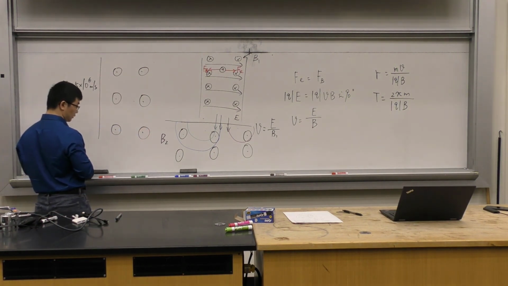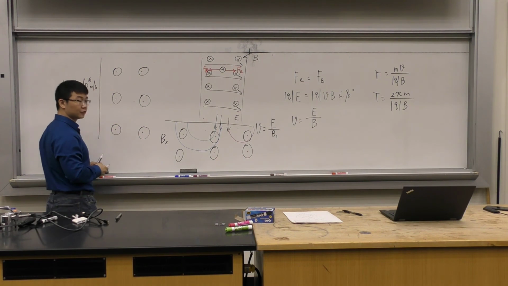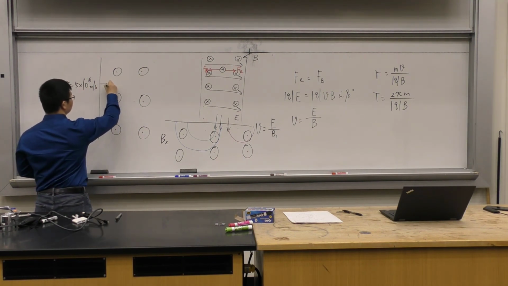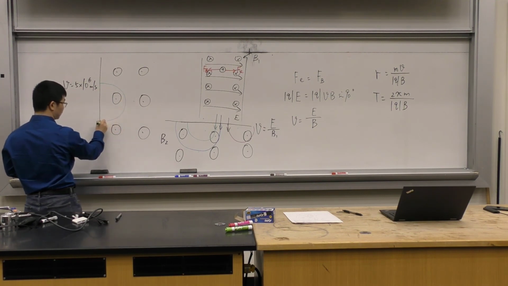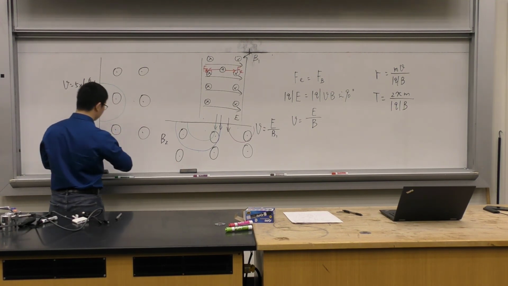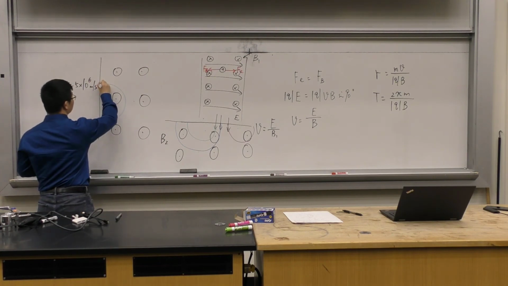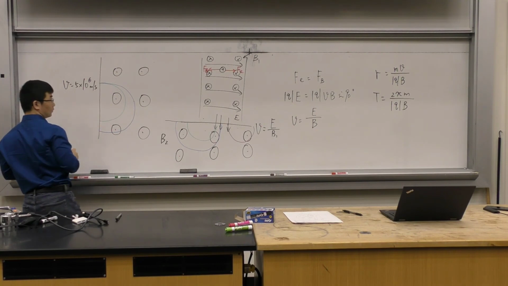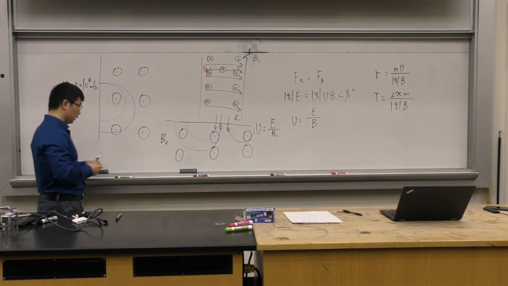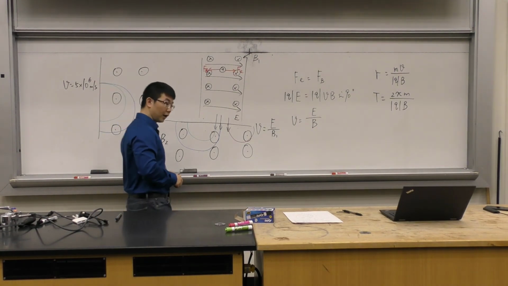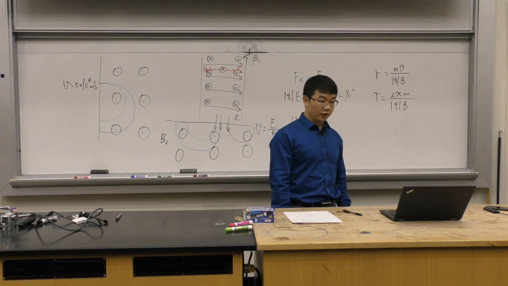Okay, and then you see that. Because they have different charge to mass ratios, they're going to move in two different circles. Now we want to find the difference between their locations after they traverse the semicircle.